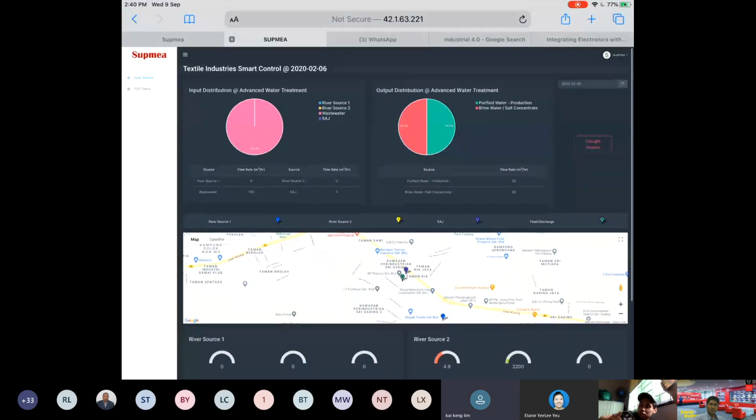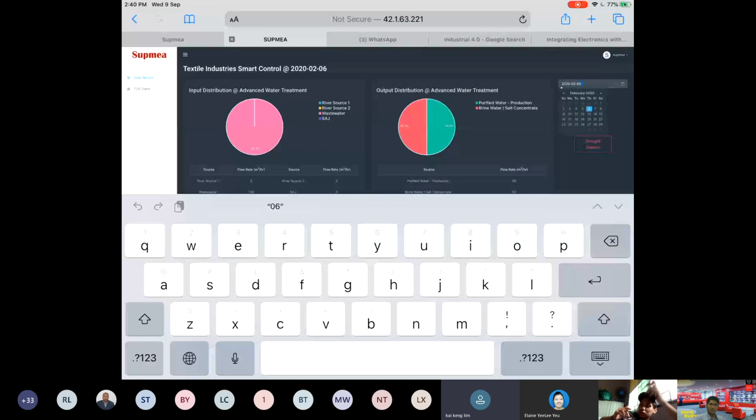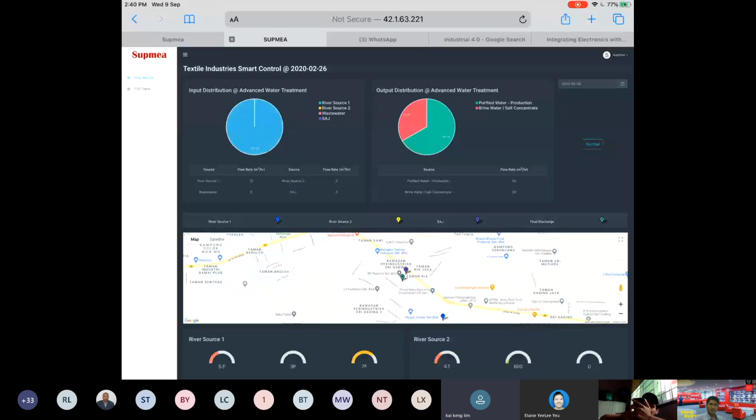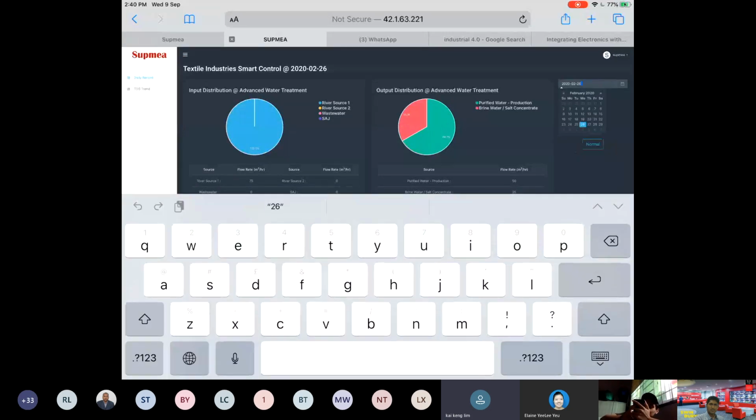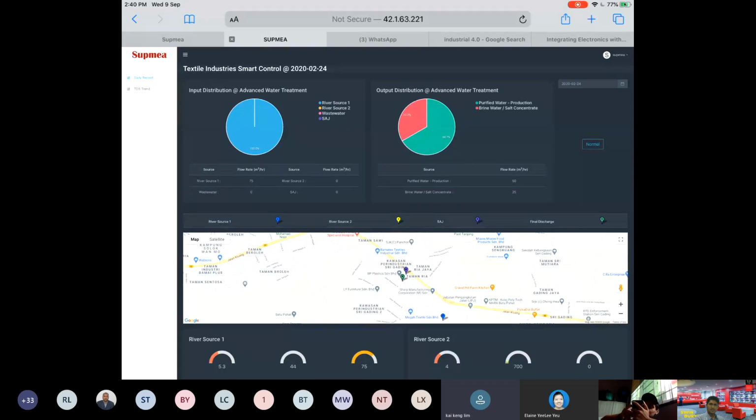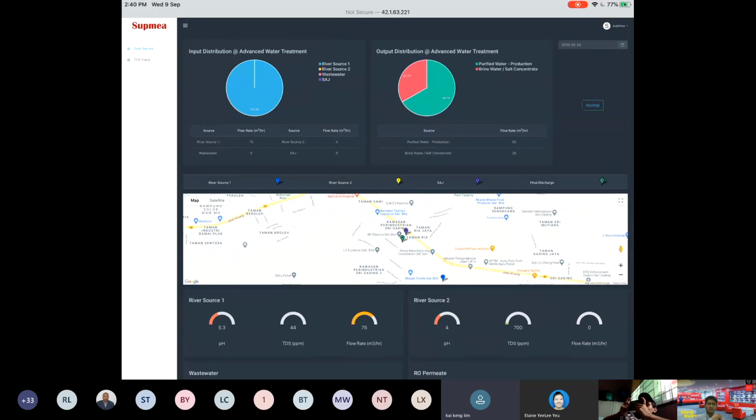So this is what happened, and let's select another date. Okay, so if you have a look at it, this is the time whereby it starts to rain. It's back to normal. The water treatment starts to go to normal procedure.